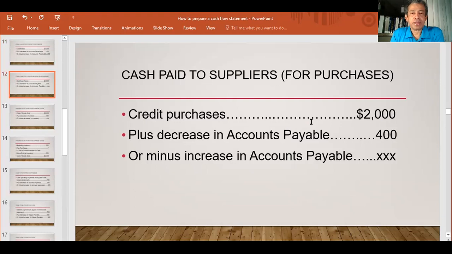suppliers for purchases. Now, cash paid for purchases or cash paid to suppliers is a tricky item because the way income statements are produced these days is that we don't have the purchase amount. We don't use the periodic method. In most cases, we use the perpetual method, and the perpetual method calculates cost of goods sold straight away. It doesn't necessarily give us the purchase number, purchase amount.